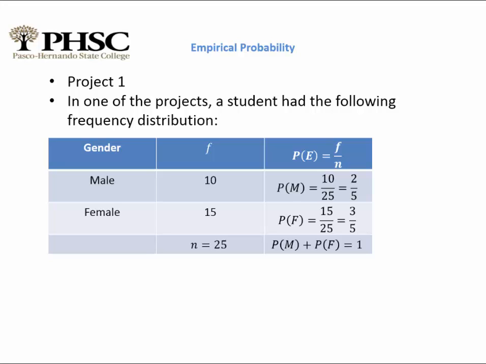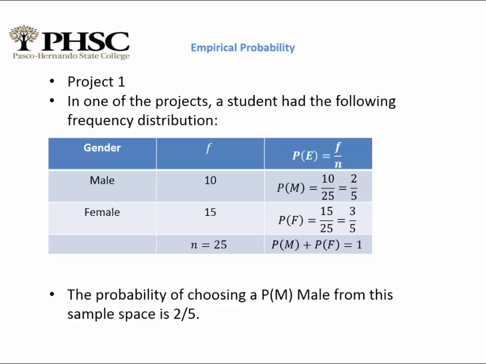If you notice, if I add the probability of a male plus the probability of a female, I should get 1. And that's just a quick example there. All right, here's another one.